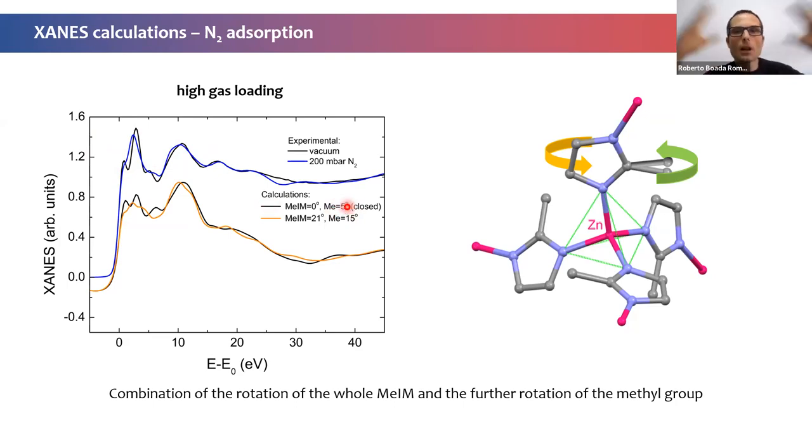By comparing with the different calculations that we had, we found that the best agreement was when the methyl group is fully open and the methylimidazole group is completely open as well. So when both are fully rotated. However, we were not happy with that, in the sense that there were some discrepancies in terms of the relative intensity. So we said, okay, what are we missing? We got the structure, we got everything. What will happen if we include the nitrogen molecules? And this is what we did.